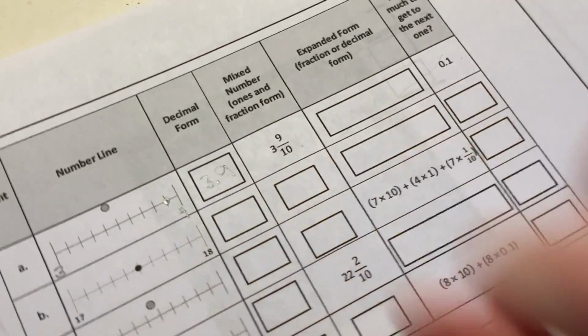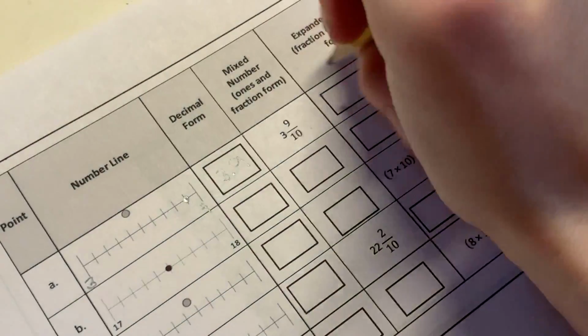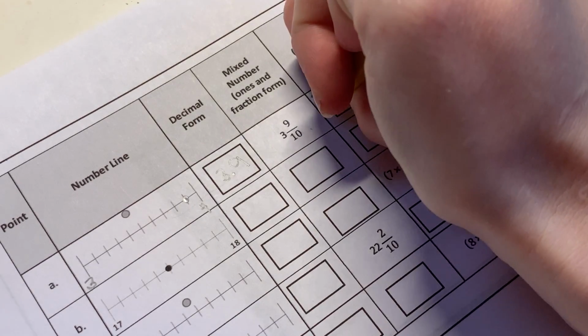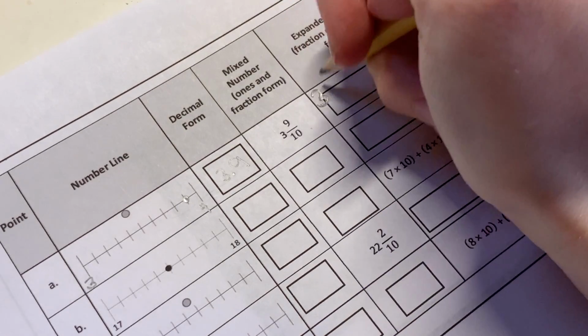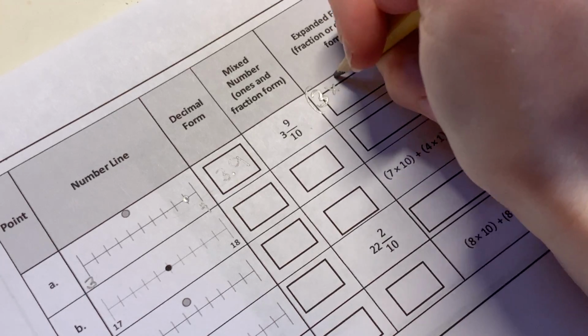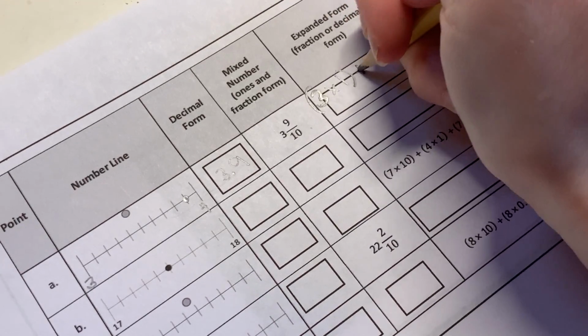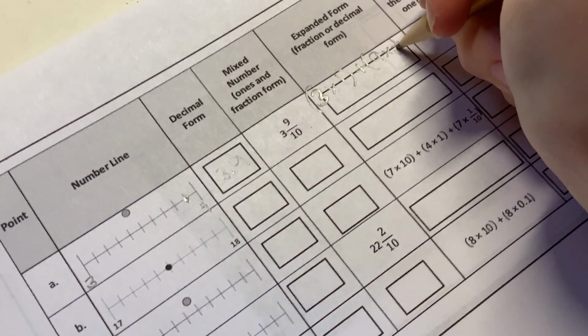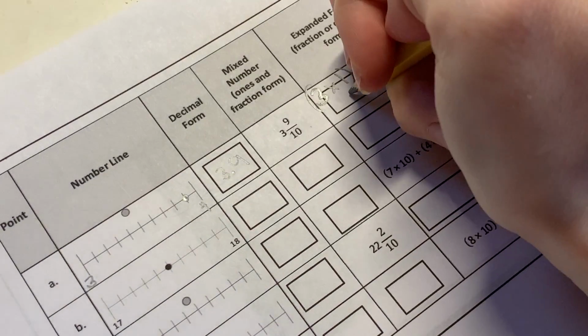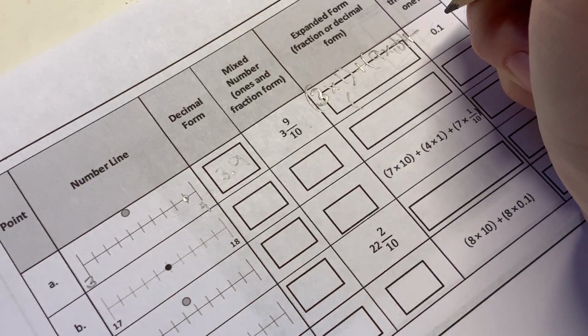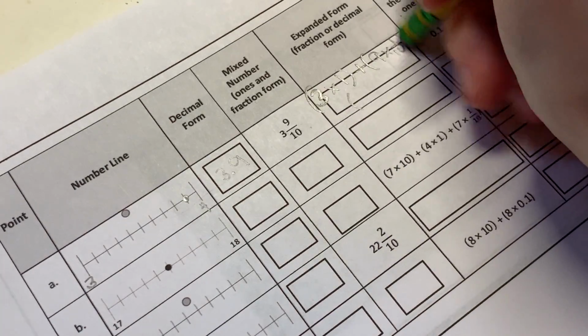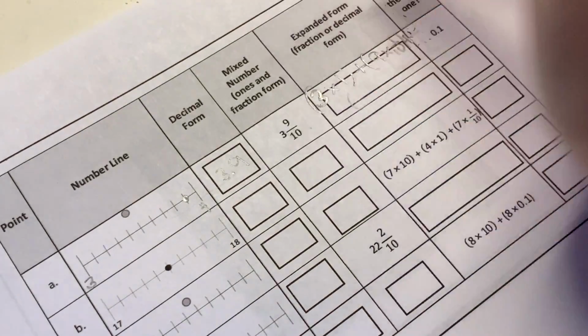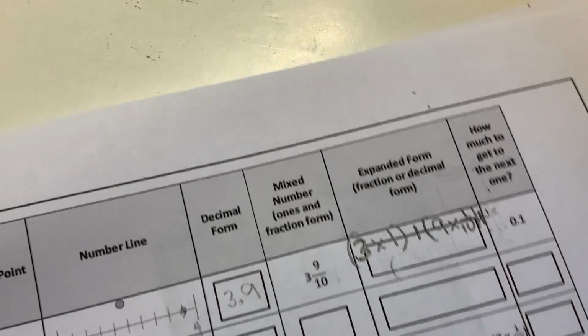Now I have expanded form. So I'm just going to write over these. So I have 3 times 1 plus 9 times 1/10 plus, well, that's it actually. 3 plus 9 times 1/10. There we go.